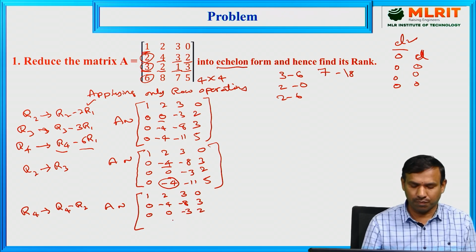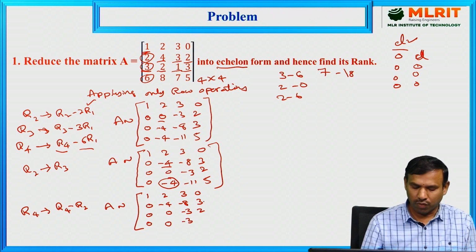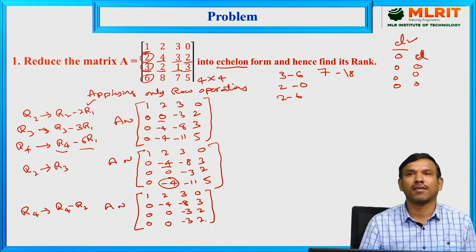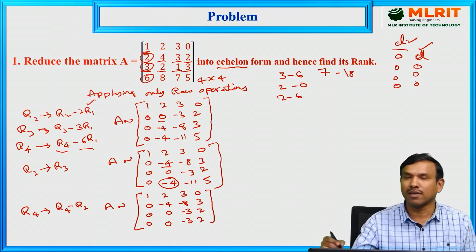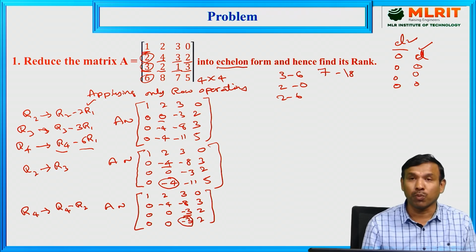R4 minus R2. So 0 minus 0, 0. Minus 4 plus 4, 0. Minus 11 plus 8, minus 3. 5 minus 3, 2. Now, second row, second task completed. Now, we'll come to third row, third element. What is the third row, third element? Minus 3. Using R3, we have to make R4 0.